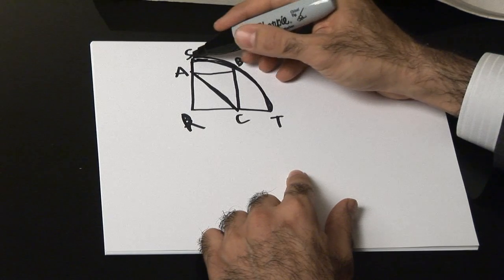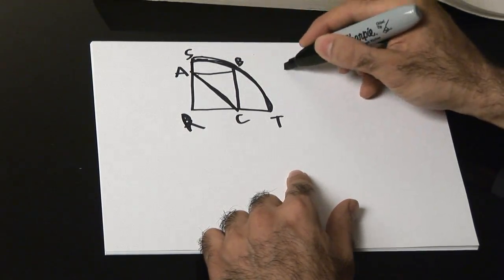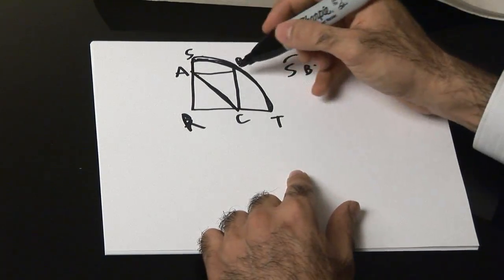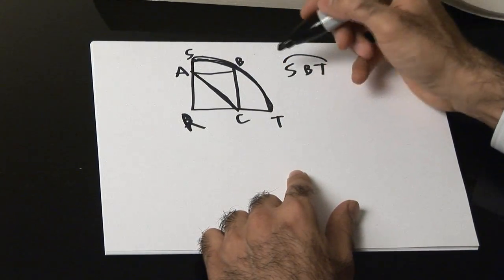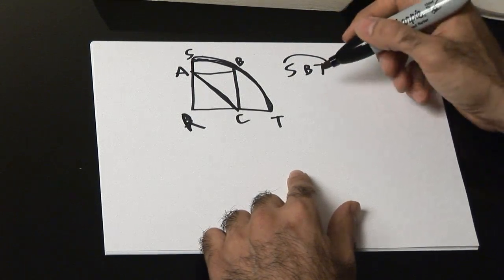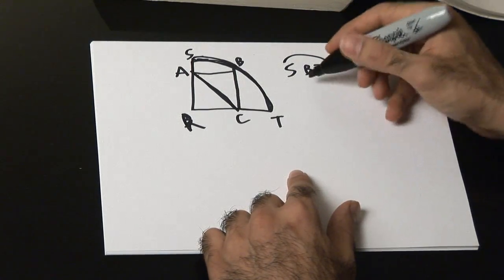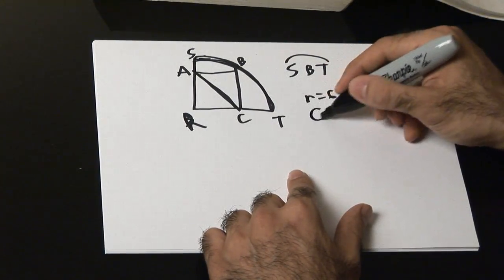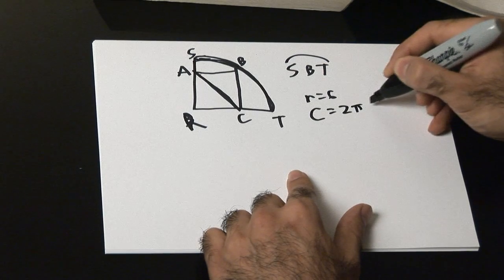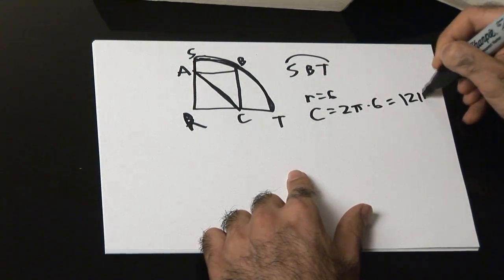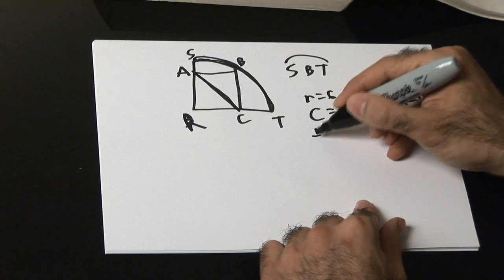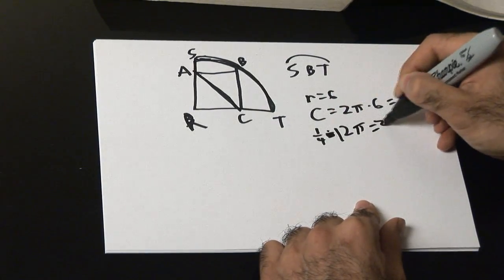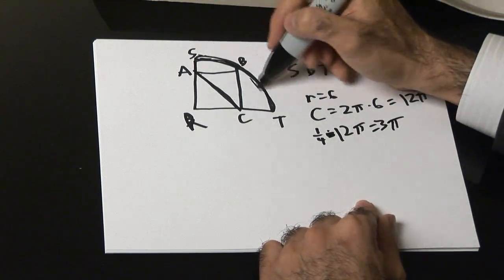The first thing we want to do is find the length of arc SBT. That's not too hard to do because it's a fourth of a circle, and the radius of this circle is 6. So we know if the radius equals 6, then the circumference equals 2 times pi times 6, which equals 12 pi, and 1/4 of 12 pi equals 3 pi. So that part's fairly straightforward.